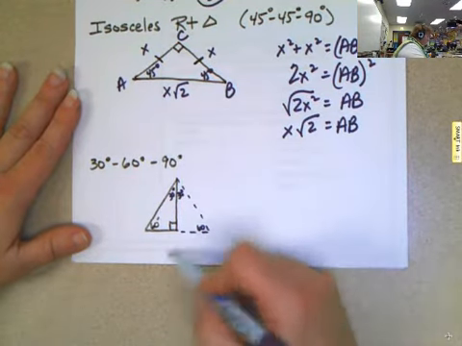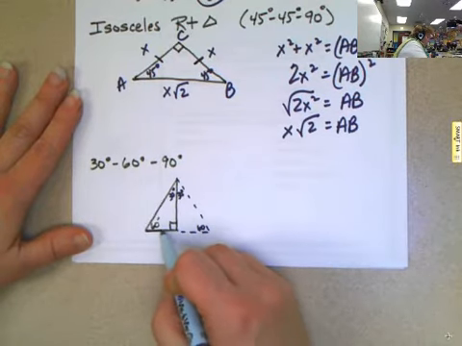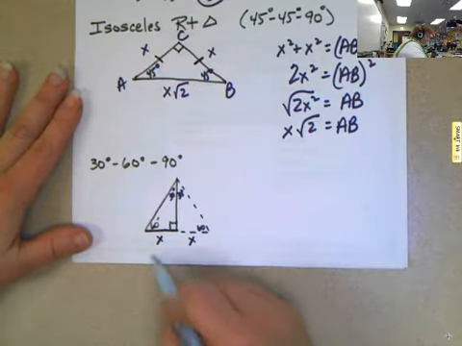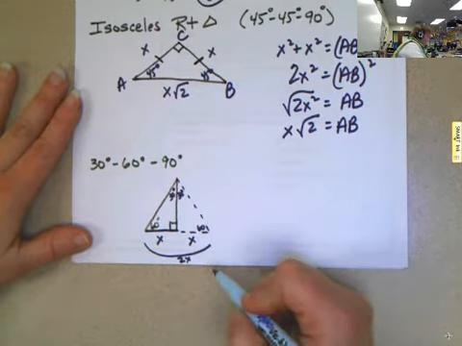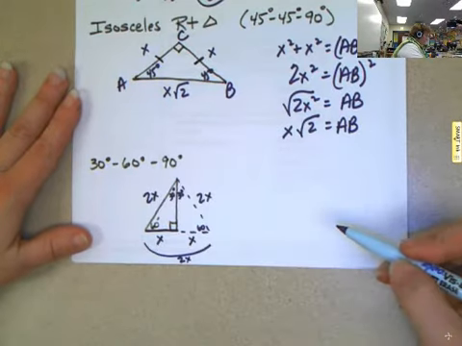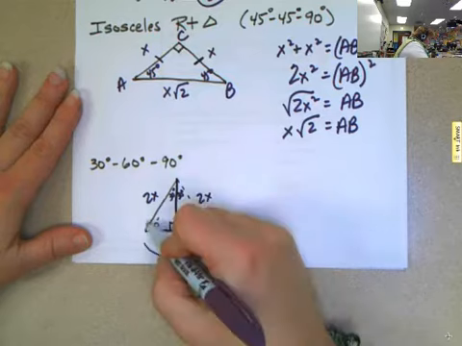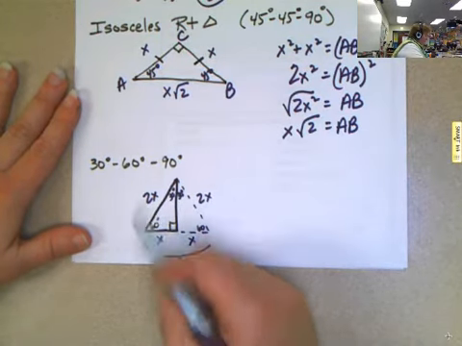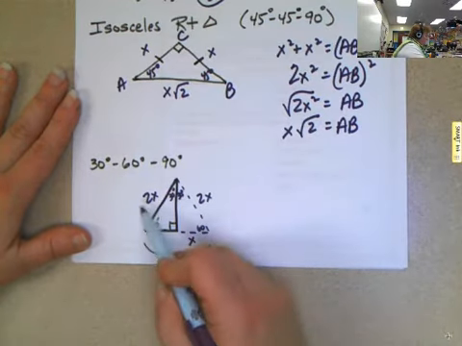So what I started to say was an altitude is also a median. And so if I let this portion here be x, then this is x, which means one of the sides of the equilateral triangle is 2x, which means this side is 2x, and this side is 2x. So when I'm thinking about this purple 30, 60, 90 triangle, here's the pattern that you're going to use. The side opposite the 30 is always x. The hypotenuse is always 2x.